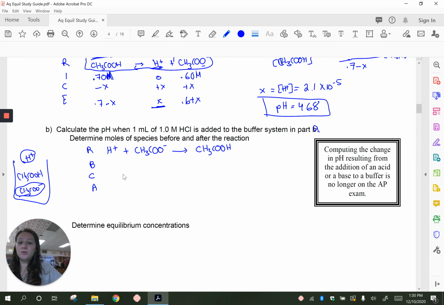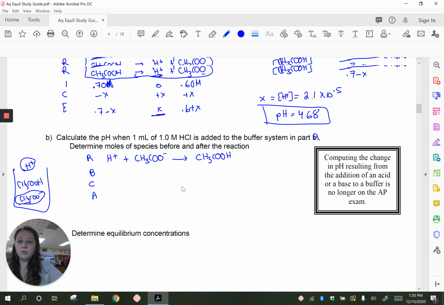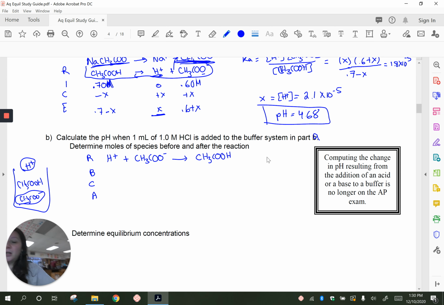So when you are reacting an acid and a base, you do a Rebecca chart or a BCA table, whichever you want to call it, and you want to do this in moles. So before the reaction, initially, how many moles of H plus do I have? How many moles of acid do I have? I have 1 milliliter of 1 molar. So this is 0.001 liters times 1 mole per liter. That gives you 0.001 moles. So that's what I'm going to put here, 0.001 moles.